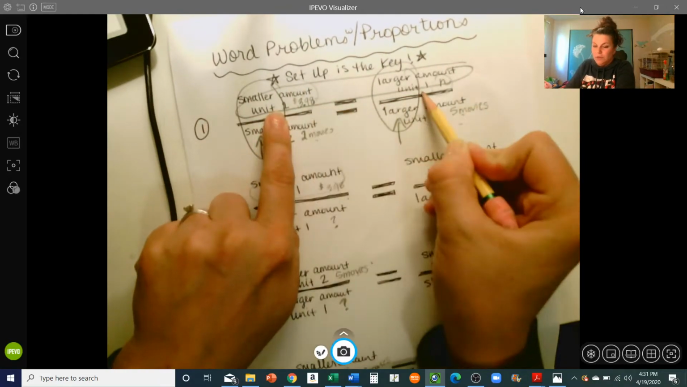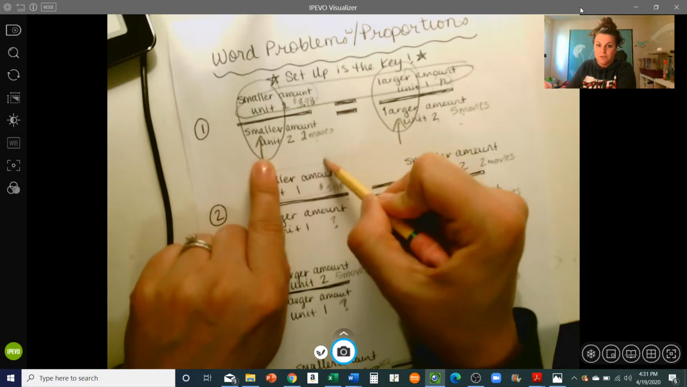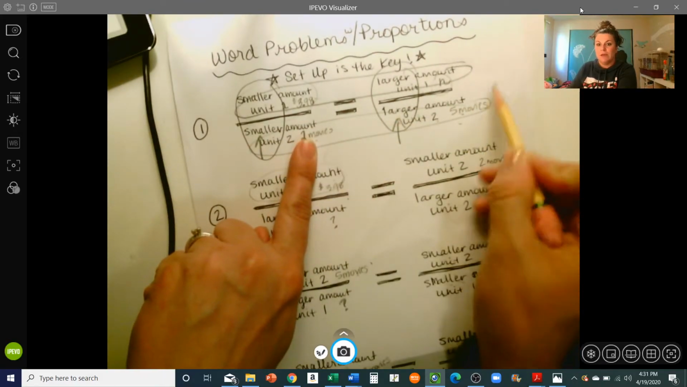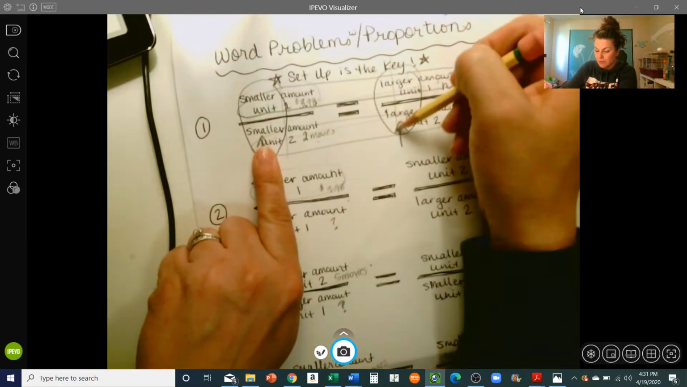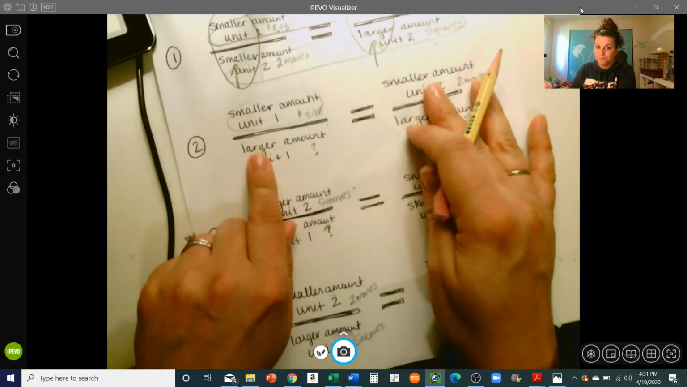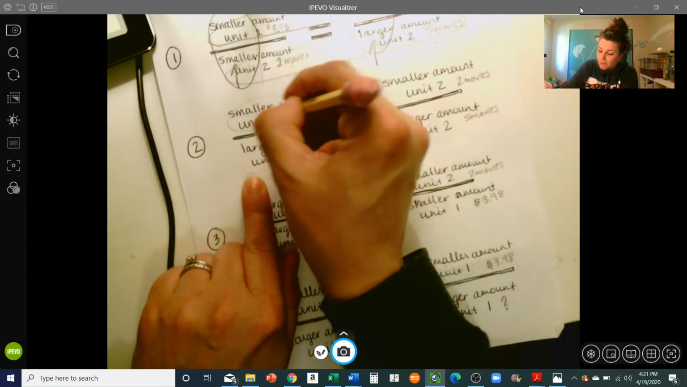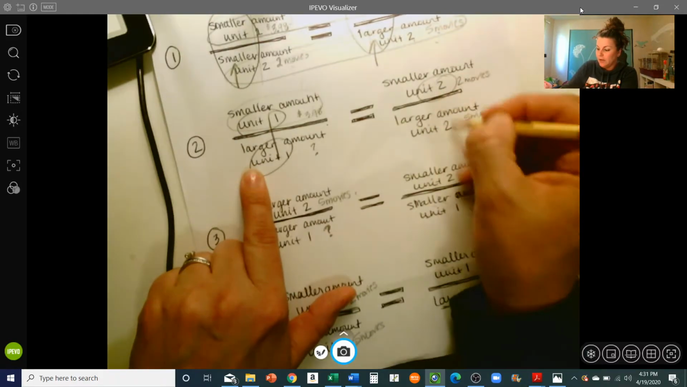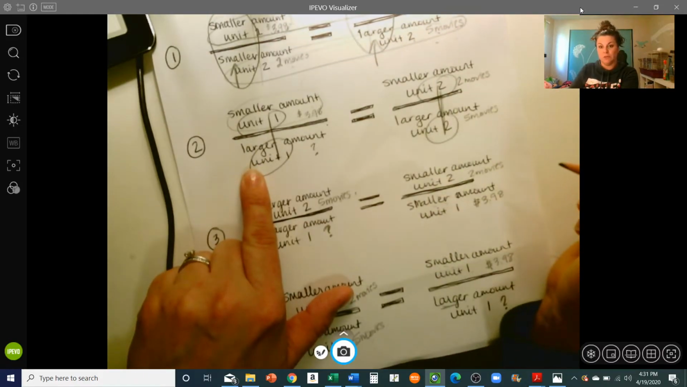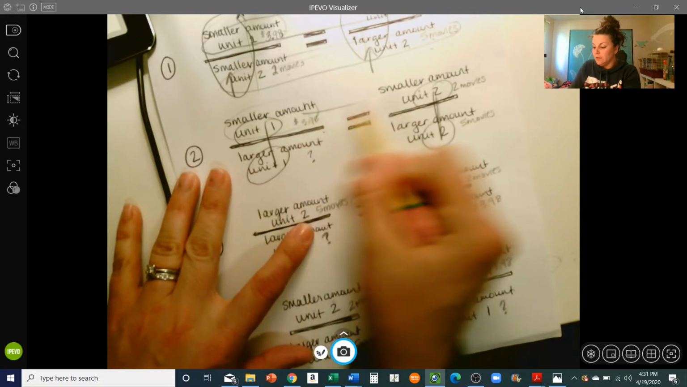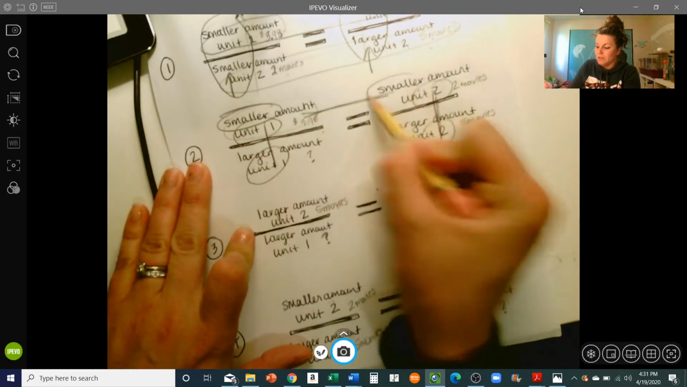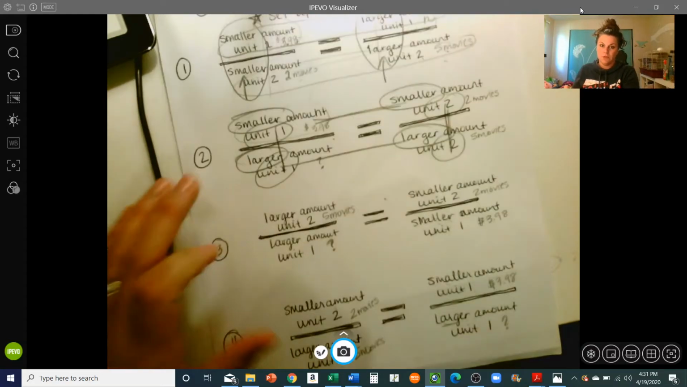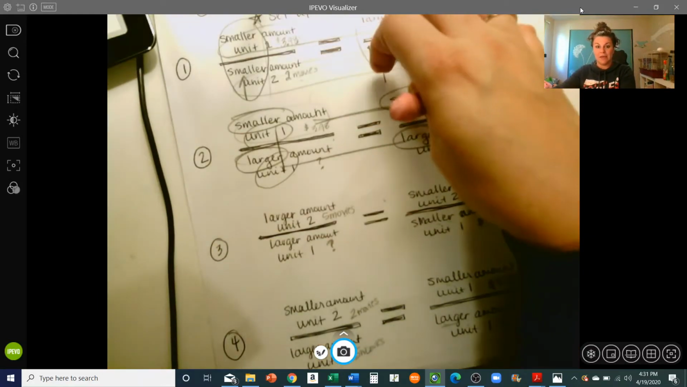Horizontally, unit 1, dollars and dollars. Horizontally, unit 2, number of movies. So I have to agree this way, and I have to agree this way. They have to match. Here, vertically, I have unit 1, dollars and dollars. And here I have vertically movies and movies. Horizontally, I have smaller amount and smaller amount, and larger amount and larger amount. So you're not going to have them at a diagonal to each other.